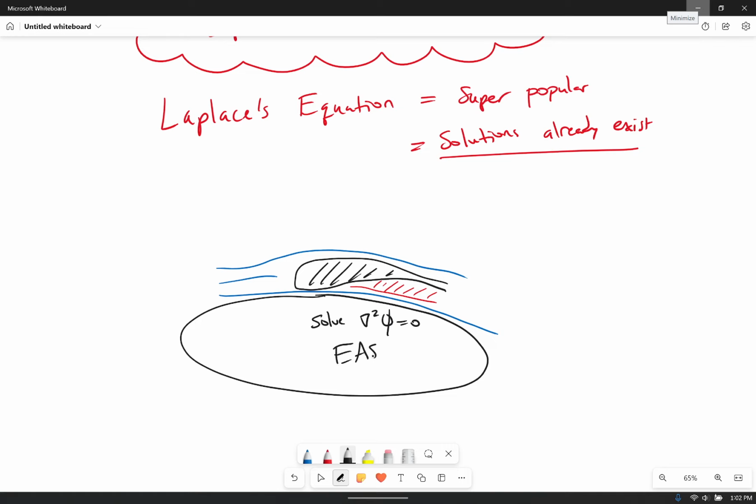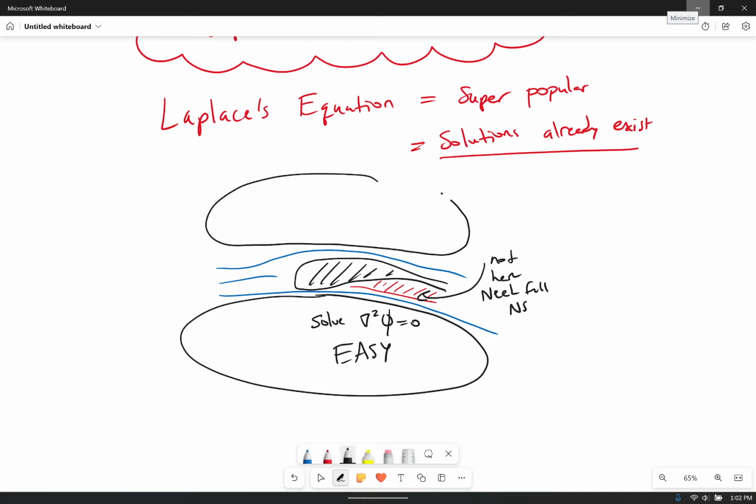And so it's super easy. Now, this region right there, I can't do that. Not here. There, I'm going to need the full Navier-Stokes equations. But in all these other regions outside of that dangerous place, I have it easy when I'm solving it. And so when I'm doing simulations, it makes things really, really helpful for me. Okay, so Laplace's equation is great for simulations because I can already do a lot of valuable work with it.